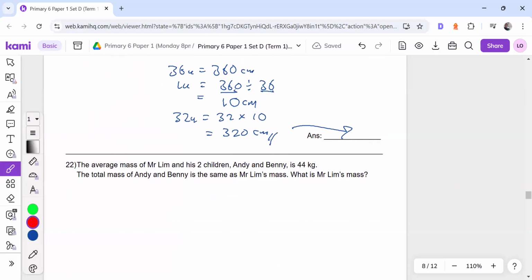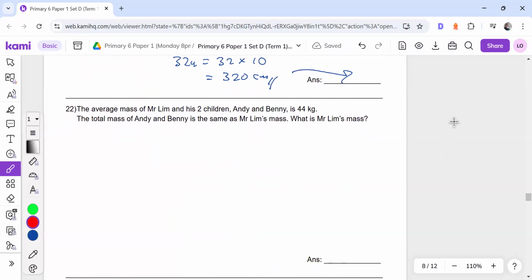Okay, let's quickly go to question 22. Now, question 22, you tell Mr. Tong that I don't know how to do. Now, don't give up, right? Because there are always something quite easy about every hard question. Like the average mass, when you see the word average means you find the total.